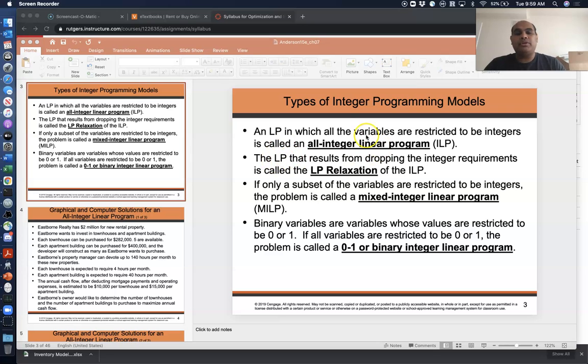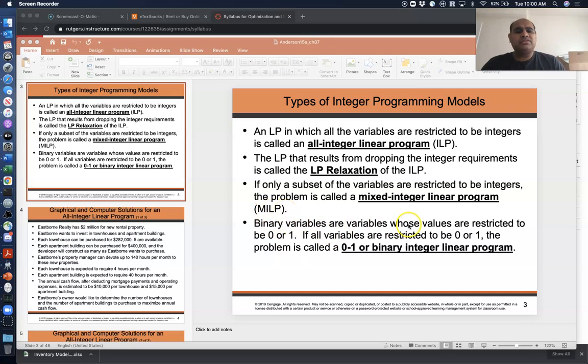So a linear program where you take an all integer linear program and you drop the integer requirement, that's called the linear programming relaxation. You're relaxing the condition that all your variables have to be integers. You're letting them be continuous variables, and that's called the LP relaxation. If only a subset of the variables are restricted to be integers and the rest of the variables can take any linear values, then it's called a mixed integer linear program, or MILP.